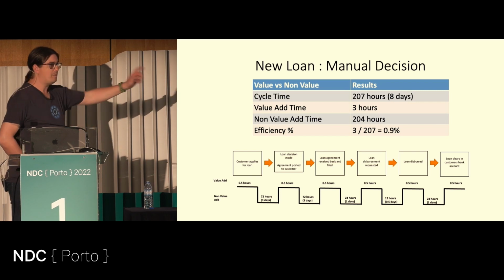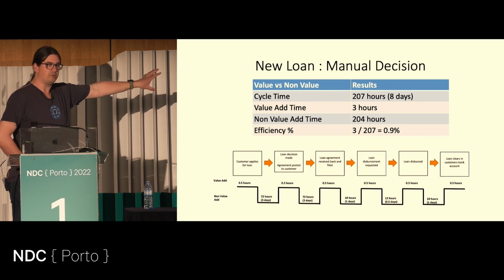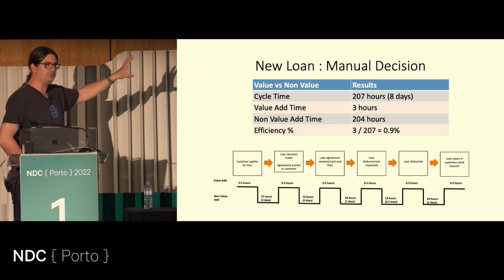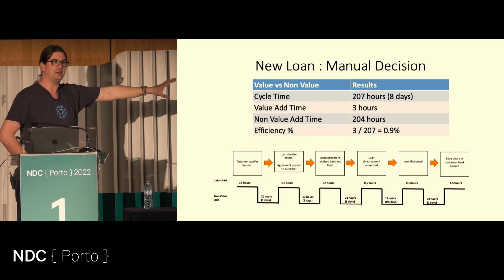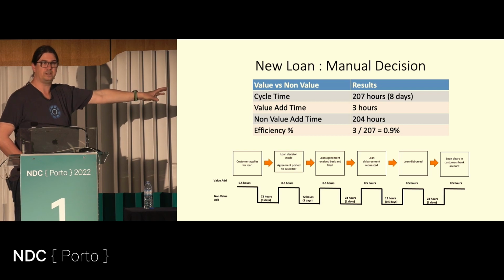But until you actually go down and map a process like this, I've picked a deliberately extreme one just to illustrate the point. But until you actually sit down with the business and start mapping this process out, it's difficult to see where you can improve necessarily.